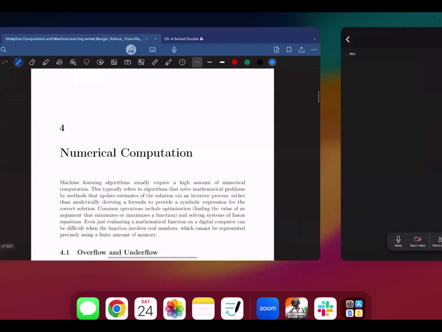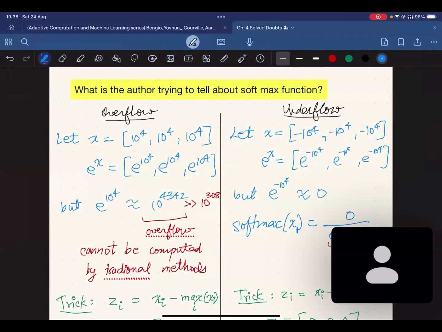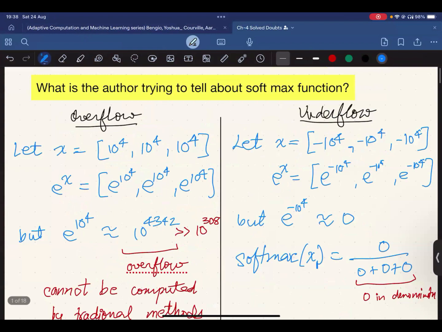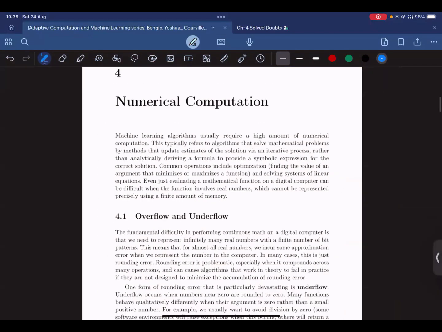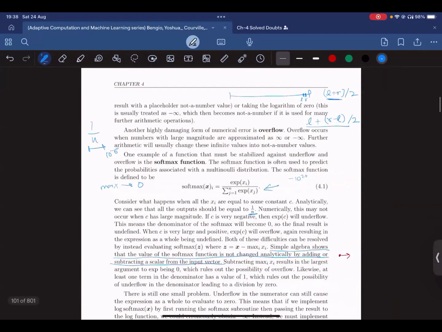Okay. So, in the last session, we had some doubts in chapter 4. I'll be covering the doubts as fast as we can, and then we can proceed to chapter 5. Let me present my screen. Feel free to interrupt. Actually, I cannot see my Zoom while presenting for some reason, so if you have any doubts, feel free to interrupt. Chapter 4 starts with overflow and underflow, where the author comments about the softmax function.